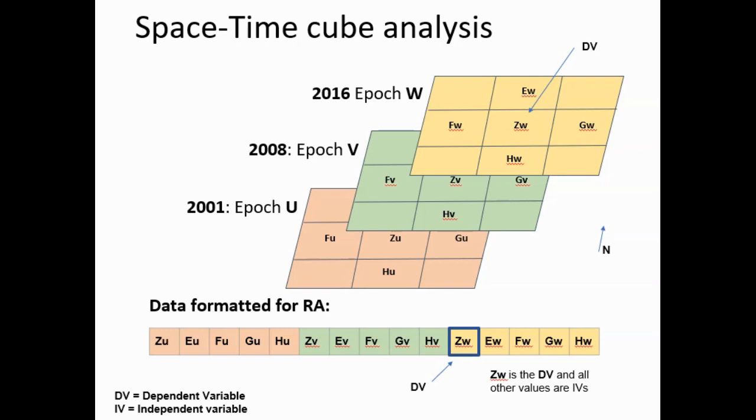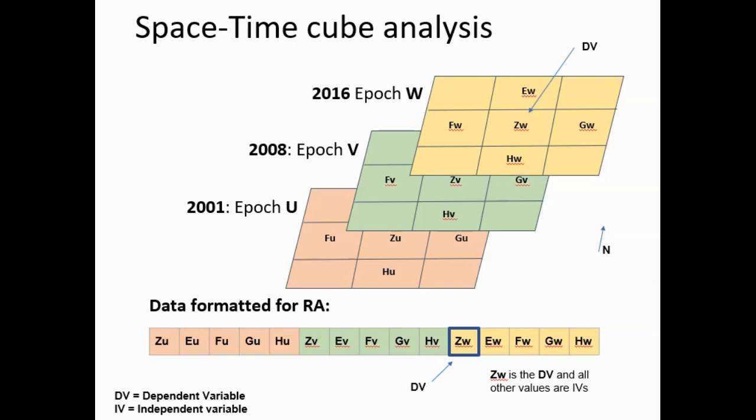So this is the current working model, and we can see that a north-south orientation would be indicated by cells E and H, while an east-west orientation would be F and G. ZW is the cell in the model that we are concerned with. It is the dependent variable. All of the other spatiotemporal neighbors become columns in our database.